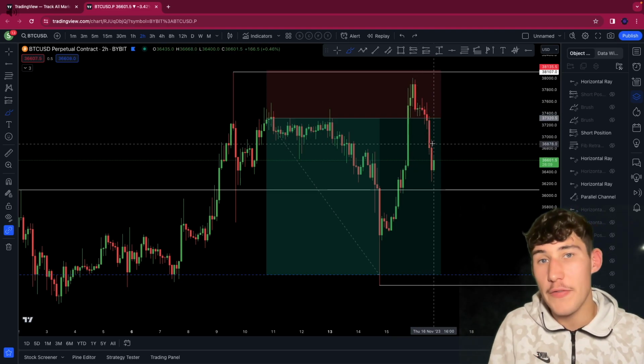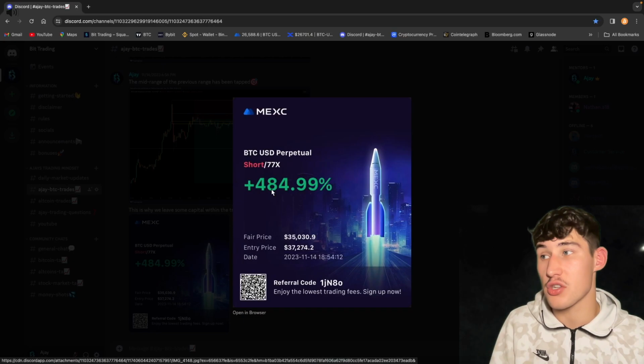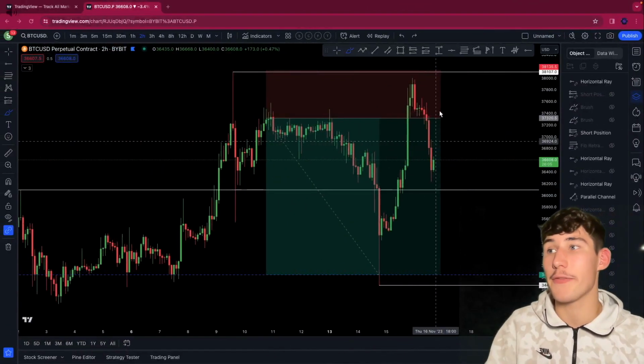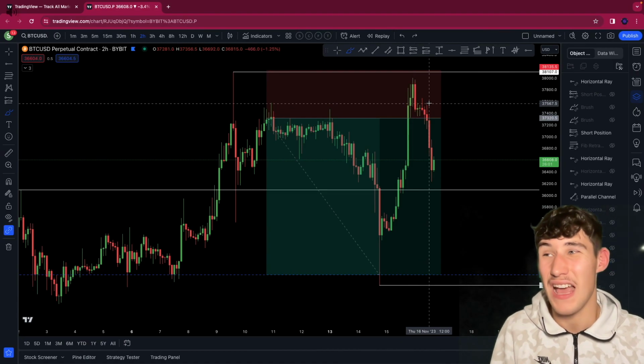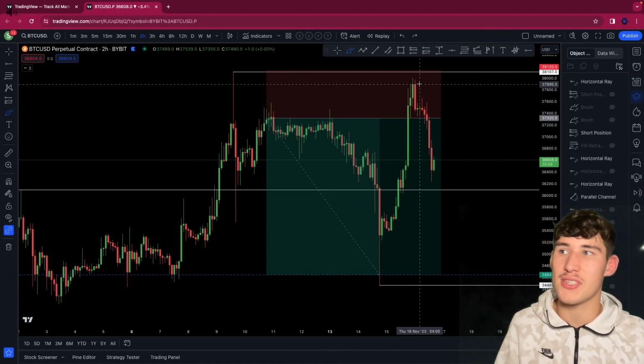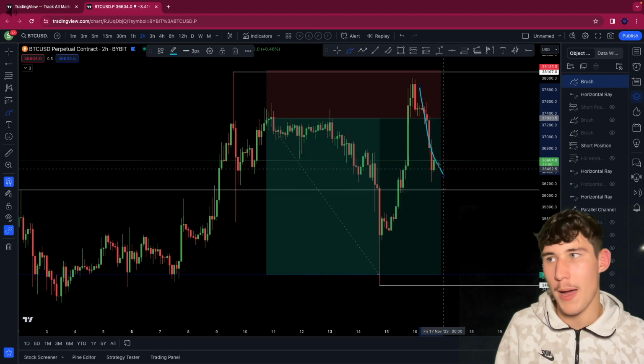Remember, we still have 15% in this short position right here. And why am I leaving 15% in? Well, because we're seeing the price rise bearishly, I still expect a pullback. And as you can see today, we have had that pullback right there.